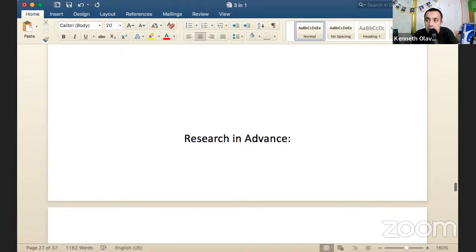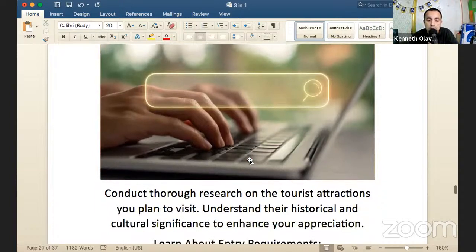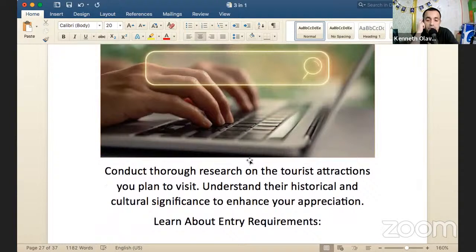Ask the embassies. Go to travel tour company services and ask them, "I'm going to be a week in Canada. I'm going to be a week in London. I'm going to be a week in Japan. What can you tell me? What can I do in my free time?" And they will help you because this is their job, but you have to do your research. Conduct thorough research on the tourist attractions, plan your visits, understand the local and cultural significance to enhance your appreciation. Very important.